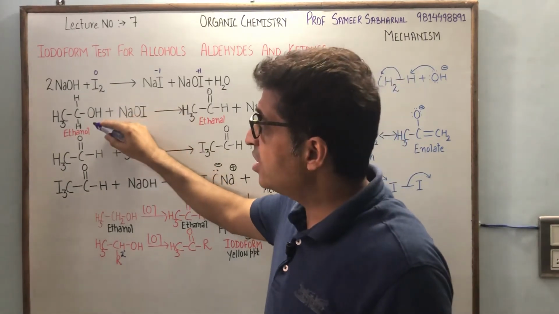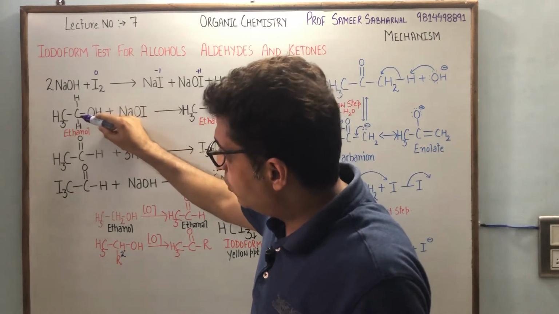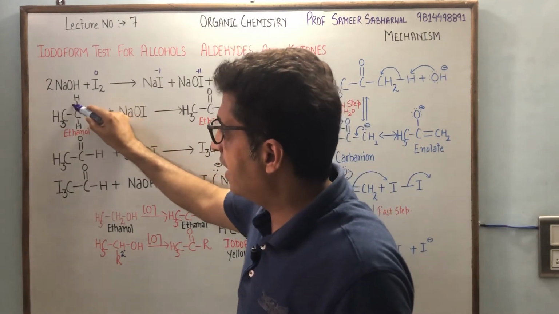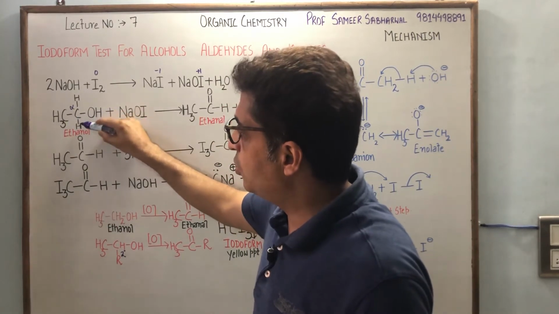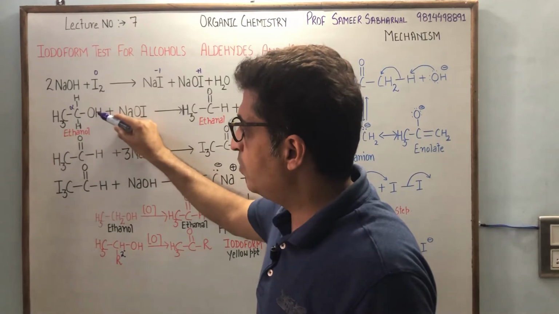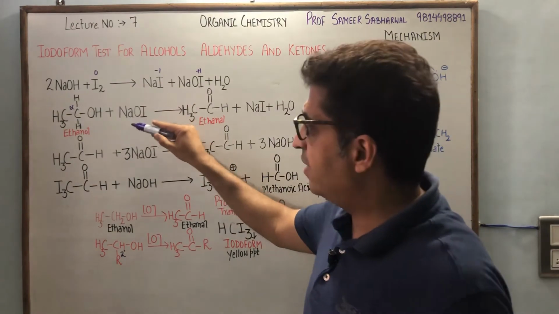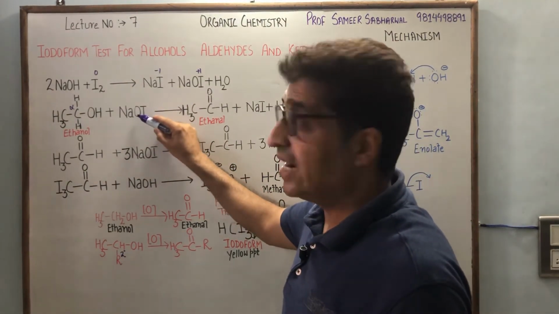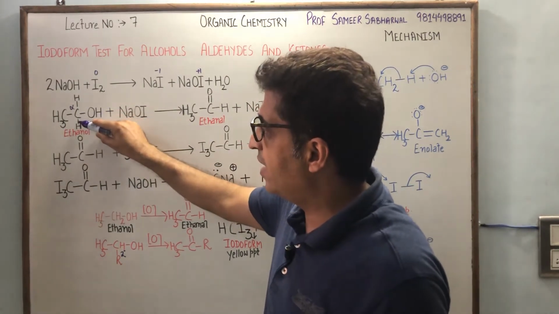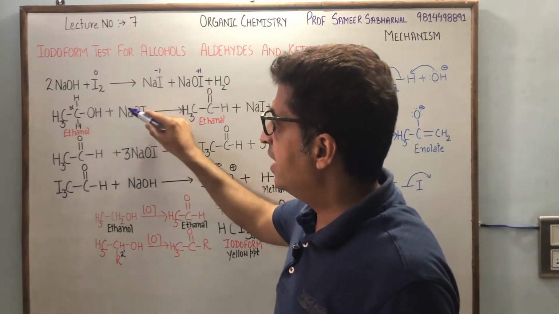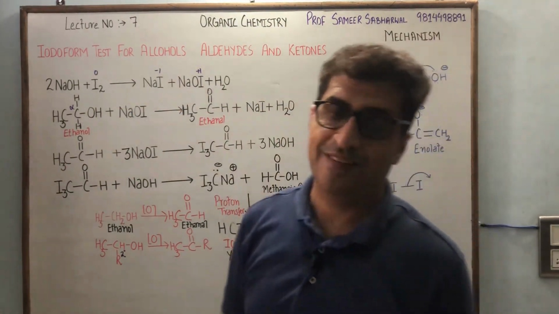It oxidizes ethanol. See which hydrogens are removed. One hydrogen of the alpha carbon, this is the alpha carbon, and one hydrogen attached to oxygen. These two hydrogens are removed. Oxidation means loss of hydrogen. It reacts with sodium iodide. So just to understand, NaI will come out, and this nascent oxygen will combine with two hydrogens to give water. So one alpha hydrogen, one hydrogen attached to oxygen, and oxygen will give you water, sodium iodide and ethanal.